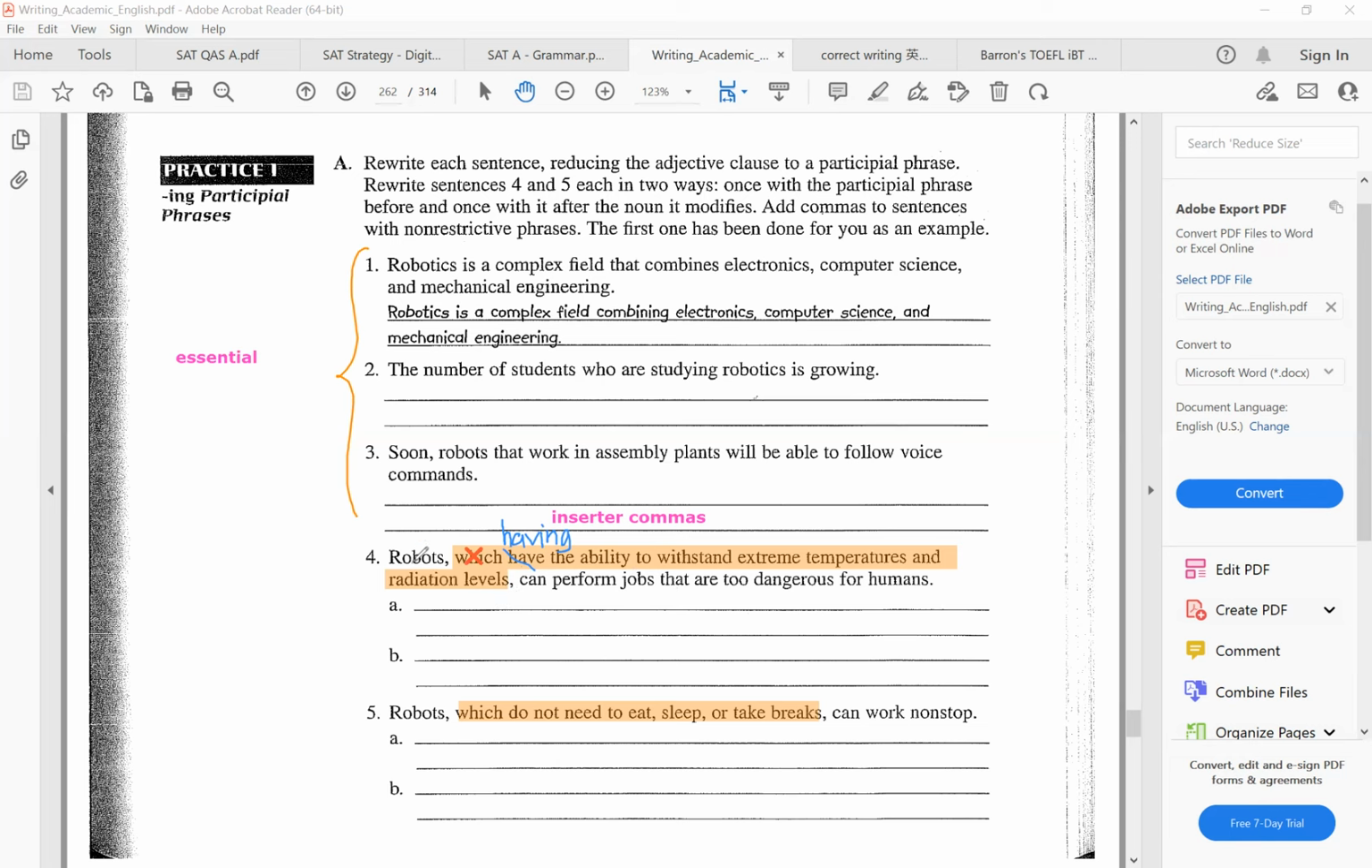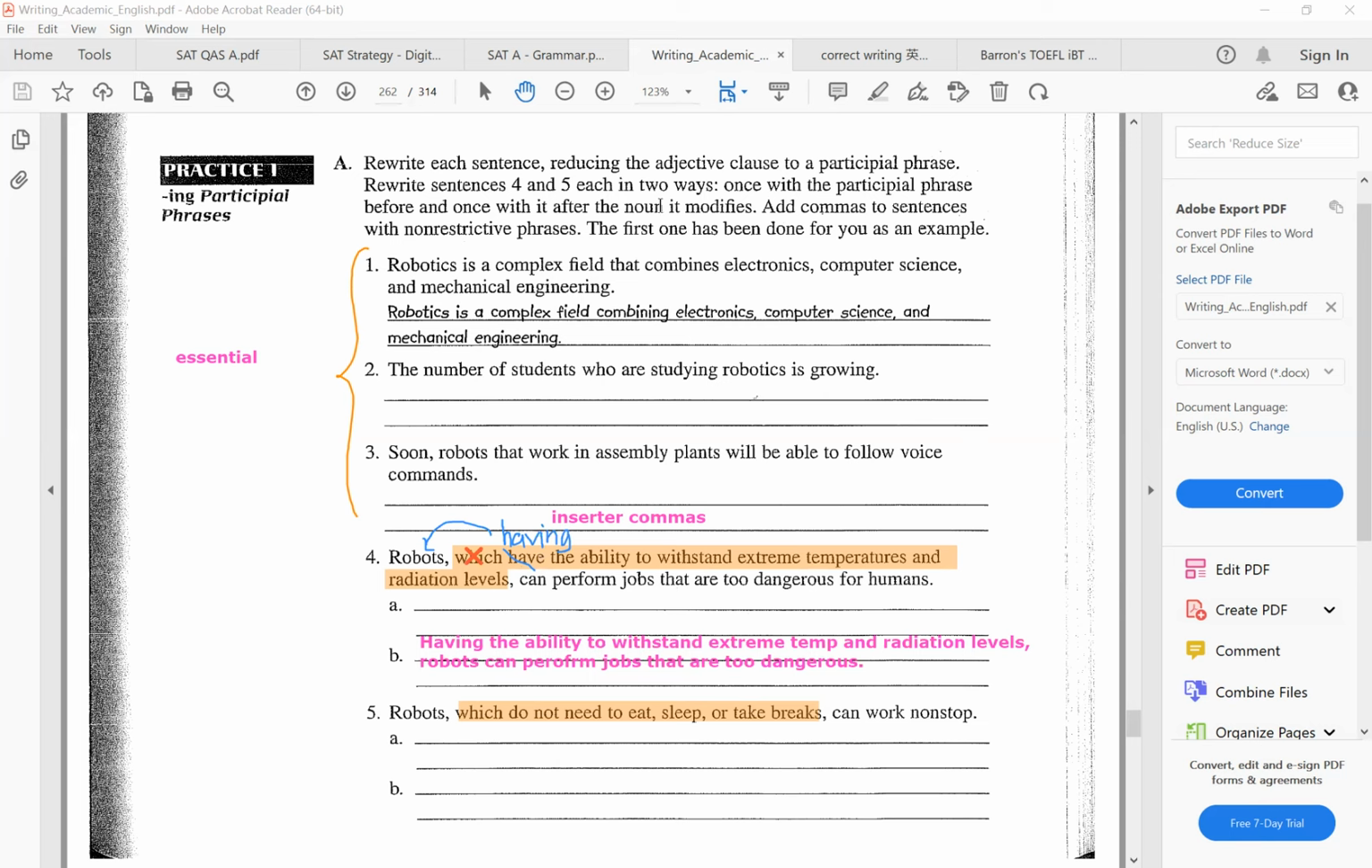place it after the antecedent, which is robots, or we can move the whole participle phrase to the beginning of the sentence. So the sentence could also be written as: having the ability to withstand extreme temperatures and radiation levels, comma, robots can perform jobs that are too dangerous for humans. And that is why I want to remind you guys something very important.